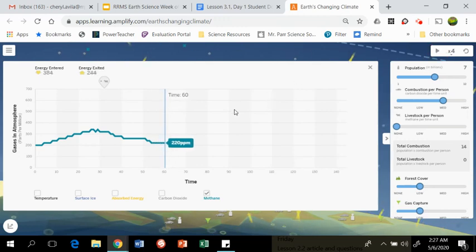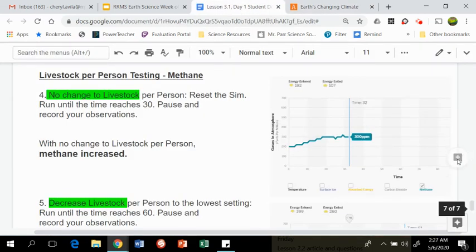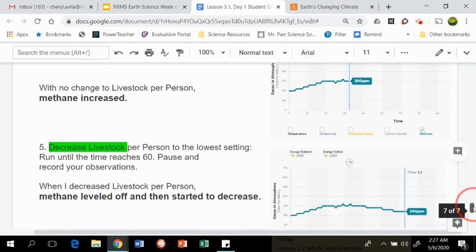Stop. All right, so you see the change here. Methane decreased. There's a downward trend. So if everybody became a vegetarian, methane would have leveled off and then started to decrease.